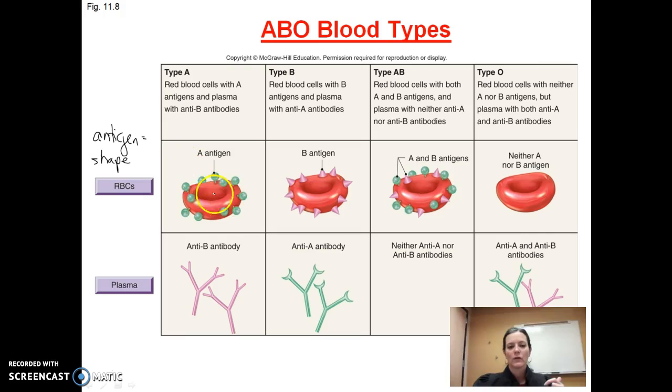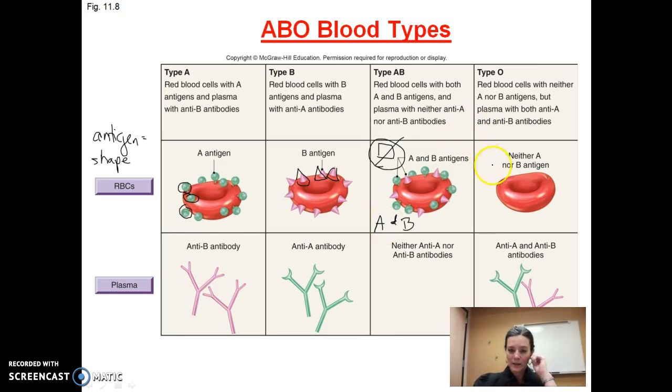So in this example, the A antigen is simply this circular shape on the outside of the red blood cell. The B antigen is this triangular shape. And those are the only two antigens possible as related to these ABO blood types. Type AB is not an AB antigen. It's not a square, right, as a third shape. What it is is a combination of both A and B scattered around the surface of the cells.